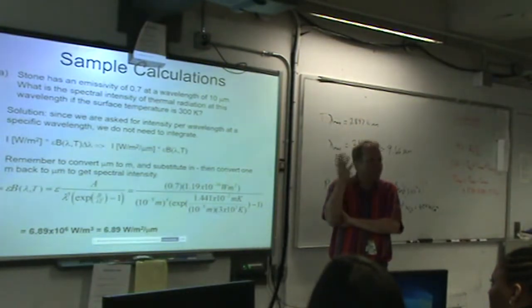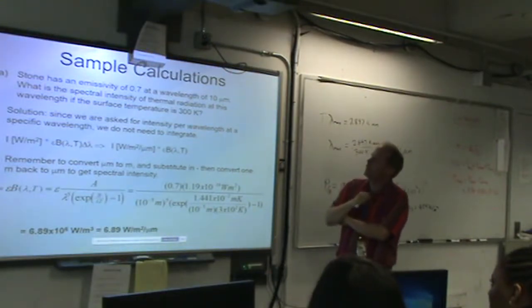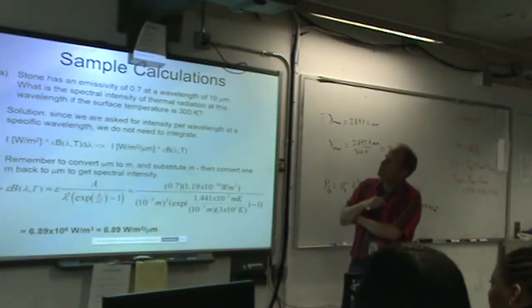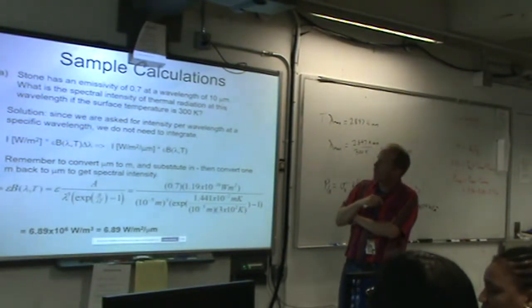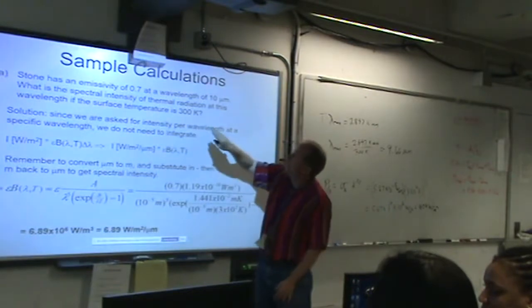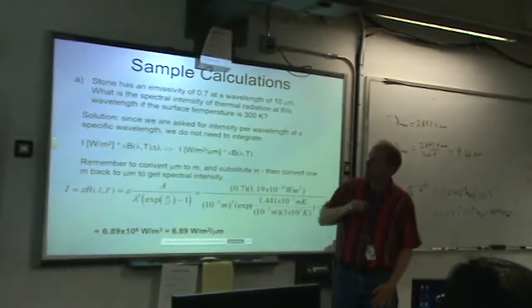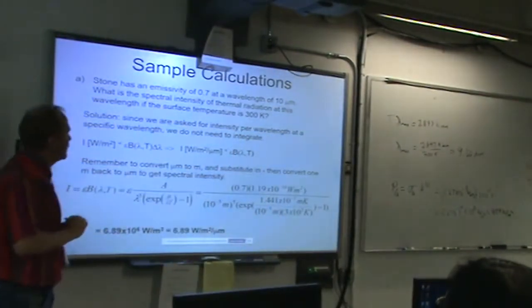It doesn't emit as efficiently as other things do. So we have a surface with an emissivity of 0.7 at a wavelength of 10 microns. What is the spectral intensity of thermal radiation at this wavelength if the surface temperature is 300 Kelvin? Okay, so we have a wavelength, we have a temperature, we have an emissivity. So we can go ahead and start plugging it in.